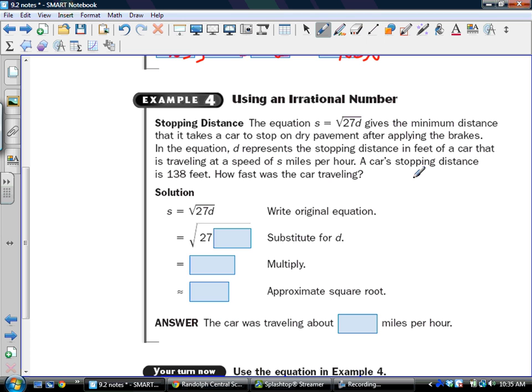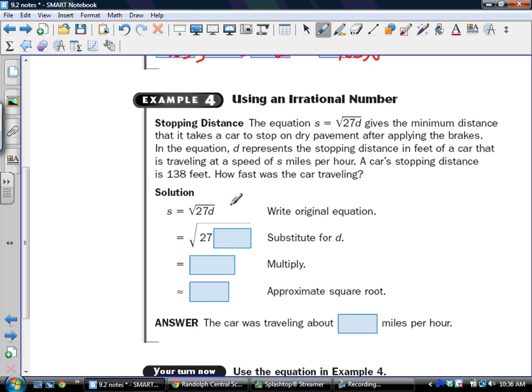So in other words, they could use this if there was a car crash or an accident, and they could see how long it took a car to stop by the skid marks. They would be able to use that distance in this equation to figure out how fast the person was driving, so they know if the person was actually driving at a safe speed or if they were speeding, and that's what caused the accident. And so it says if a car's stopping distance is 138 feet, how fast was the car traveling? Okay, so we have the equation.